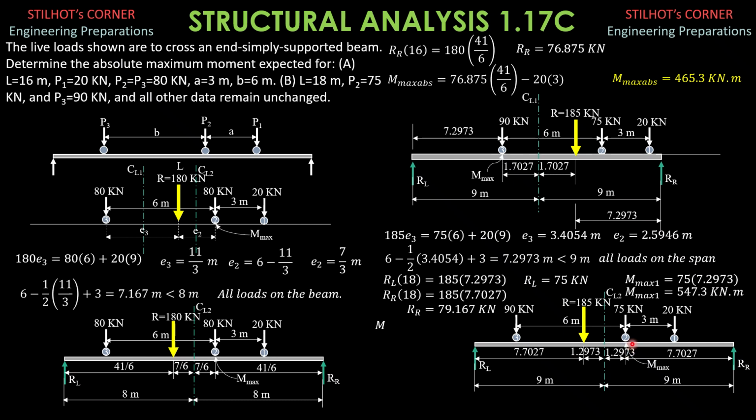So M max 2 is 79.167 times 7.7027, then minus 20 times 3. M max 2 is equal to 549.8 kilonewton meter, which is slightly greater than case 1. Therefore, the absolute maximum moment occurs under load 2, and it has a value of 549.8 kilonewton meters.